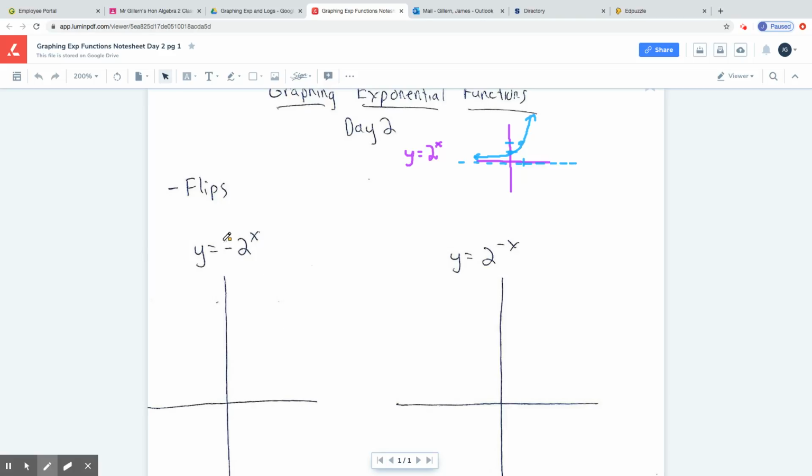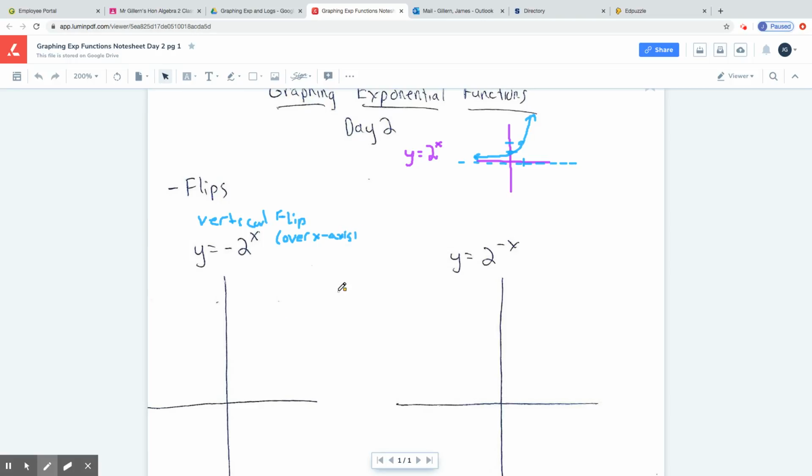The first one we're going to do is a vertical flip. A vertical flip is whenever you have a negative on the outside of the function, which we have here. Not the best handwriting, I apologize. That is a vertical flip. Now, when we do a vertical flip, it goes over the x-axis. We're going to flip it over the x-axis.